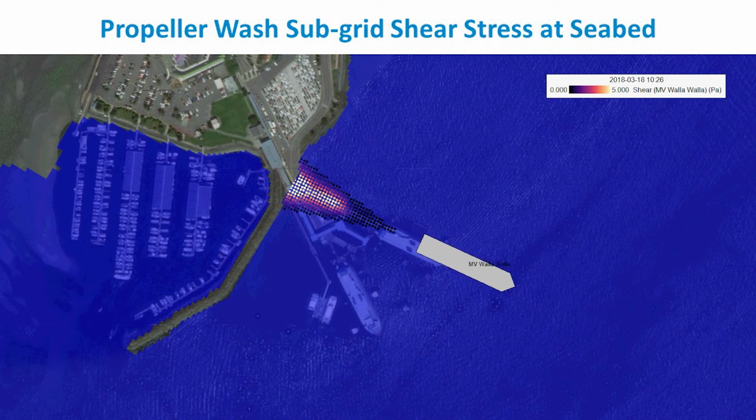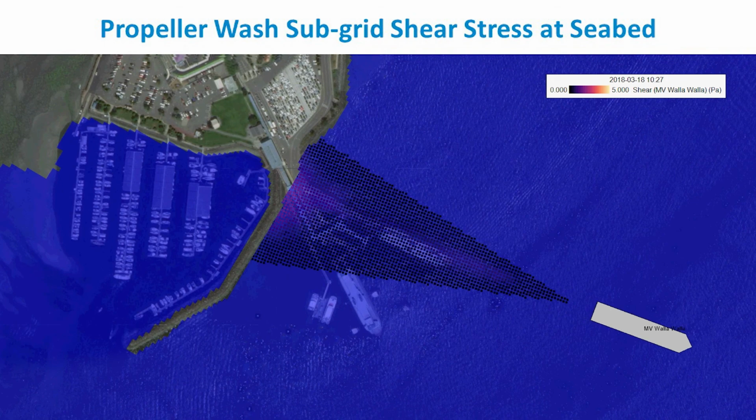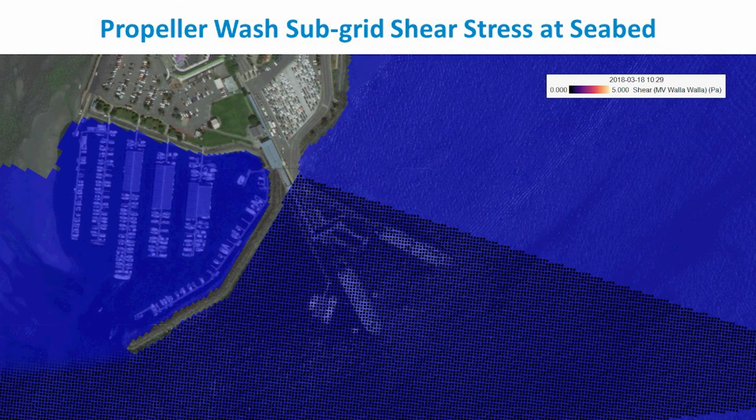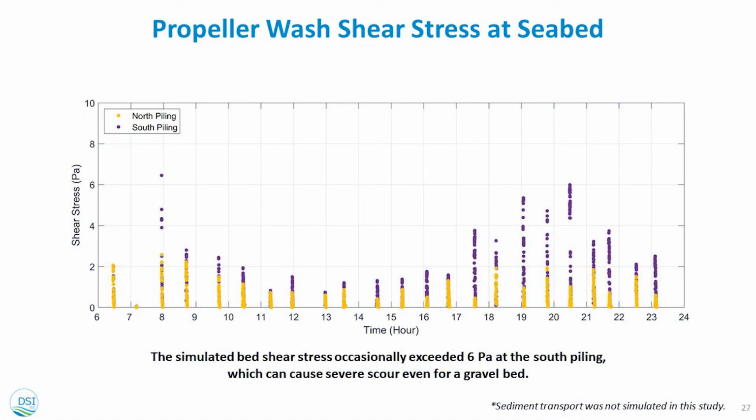This animation shows the computed bed shear stress associated with the Propwash jet as the vessel departs the ferry terminal. This slide shows the predicted bed shear stress due to the Propwash over the March 18th period. At times, the bed shear stress gets up to over 6 pascals, which is a very significant shear stress and definitely would cause erosion in most sediment beds.